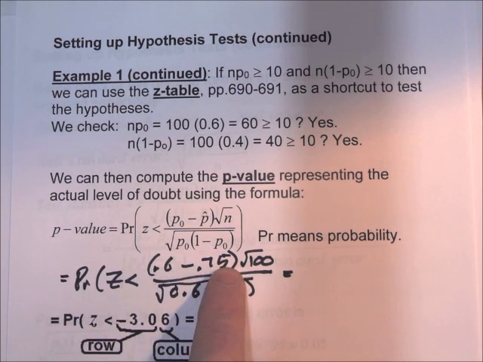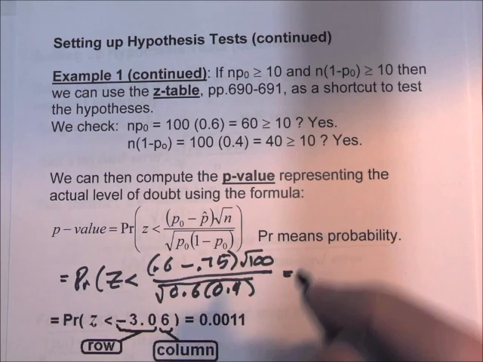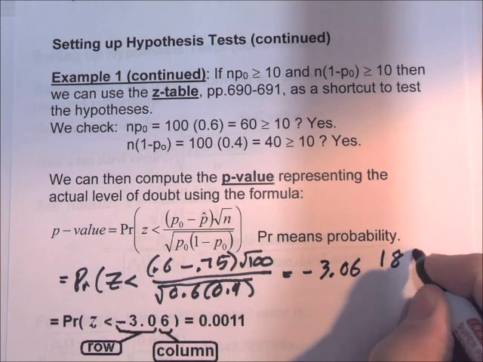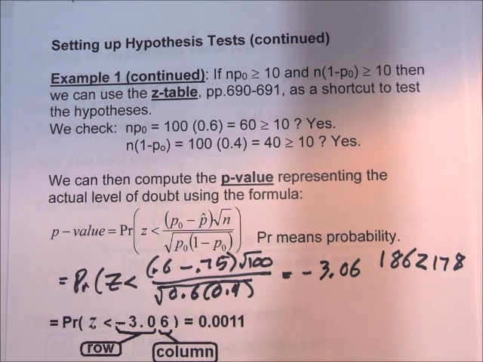So after you put that in, you push equals, and then we can do times the square root of 100, equals, and then divide by the square root of 0.6 times 0.4, equals. And I get negative 3.061862178. Okay, and if we round it off, it's approximately negative 3.06.